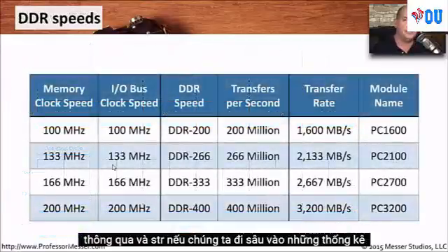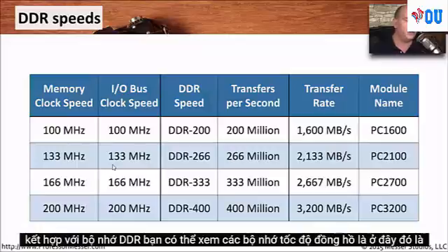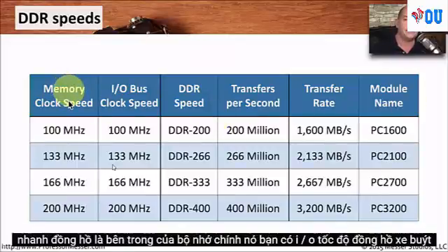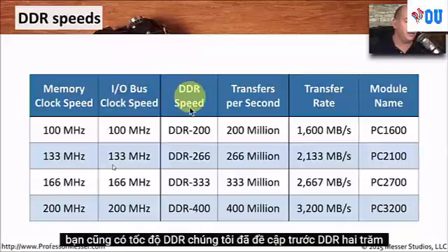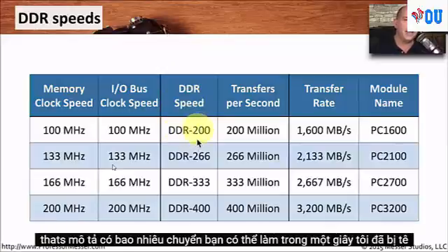If we were to drill down into the statistics associated with DDR memory, you could see the memory clock speed is here. That's referring to how fast the clock is inside of the memory itself. You've got the I/O bus clock speed. That's how fast the bus is outside of the memory, whatever the memory is connecting to. You also have the DDR speed. We mentioned earlier the DDR 200.